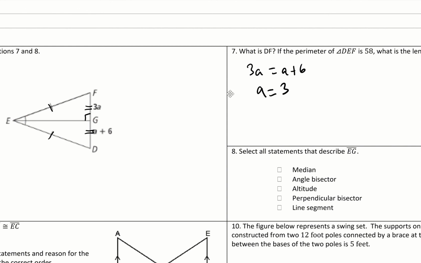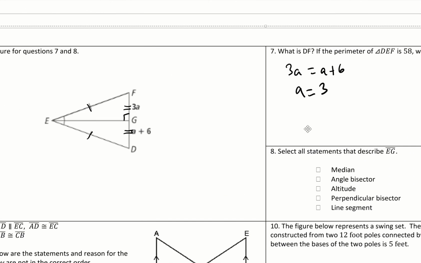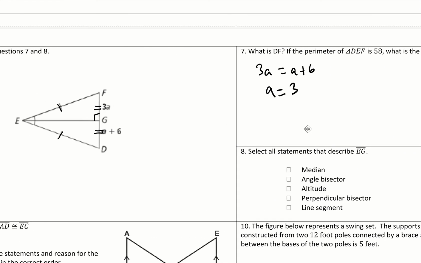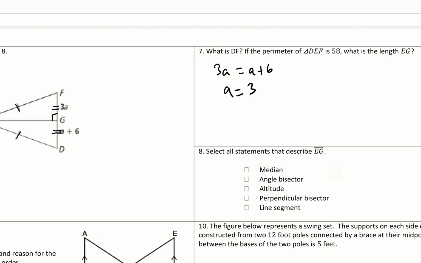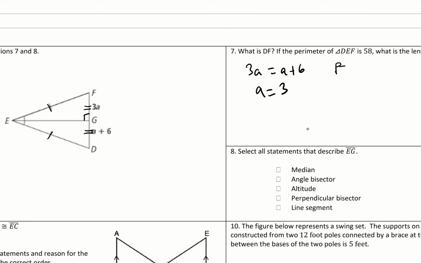All right, so now we know a, and that'll help us with the perimeter. If the perimeter is 58, what is EG? So let's go ahead and get these two sides. We know that these are the same, let's call these x. Then the perimeter has to add up to all those sides, so it has to be x plus all of this. And what is all of this? Well, a is 3, so this is 9. 3 times 3 is 9. And this is another 9. So this is 18 in total. So if I did x plus 18, that should add up to 58.